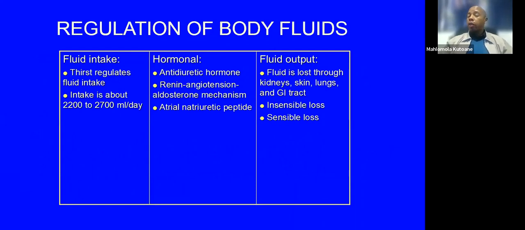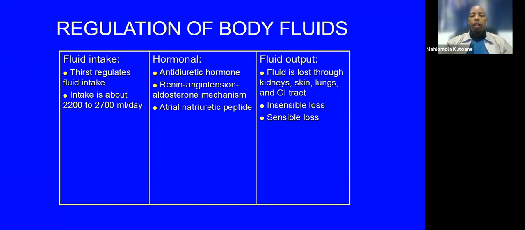So how are our fluids regulated in our body? Mainly, the fluids are regulated through fluid intake, hormonal mechanisms, and fluid output. Fluid intake is comprised of being thirsty and taking water in, and the requirement can be up to 3 liters per day, or 2,000 to 2,700 milliliters per day. Hormonal, we have the antidiuretic hormone, which prevents loss of sodium.